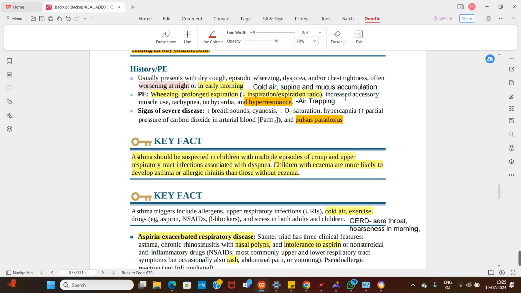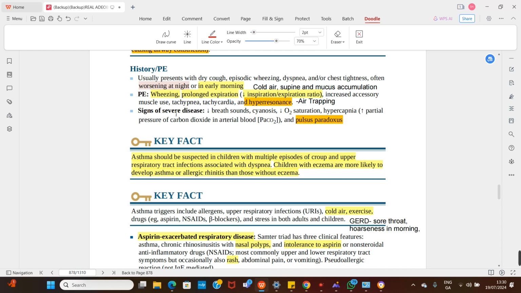And with time, they start using the accessory muscles to try to breathe, because they find it very difficult. They start using the intercostals, the sternocleidomastoid, and they become tachypneic. They try to increase their respiratory rate to get in more air. They're tachycardic, and because of the air trapping, hyperresonance is demonstrated. So by the time you percuss, there's going to be increased tympanic notes on percussion due to the air trapping.